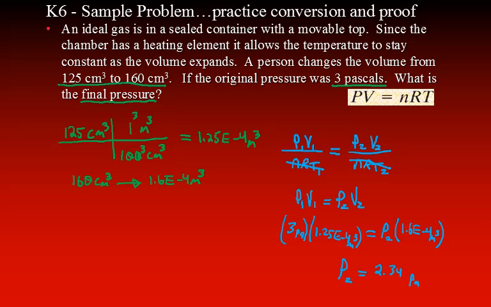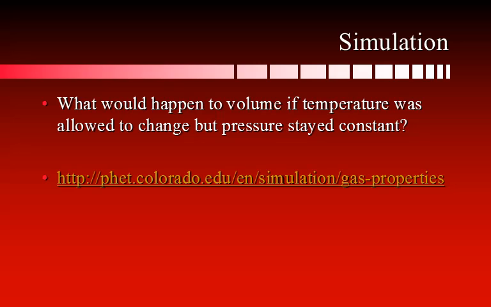All right, so we should end up getting a final pressure of 2.34 pascals, and that should make sense because the gas has expanded. Okay, now in this case, what would happen to the volume if temperature was allowed to change but pressure stayed constant?